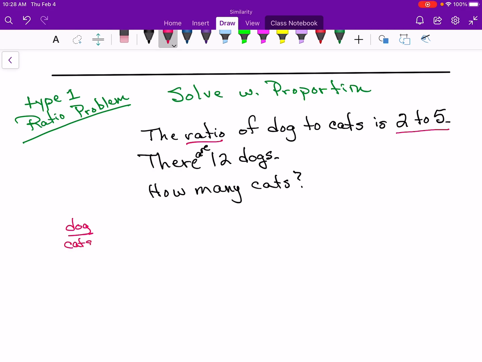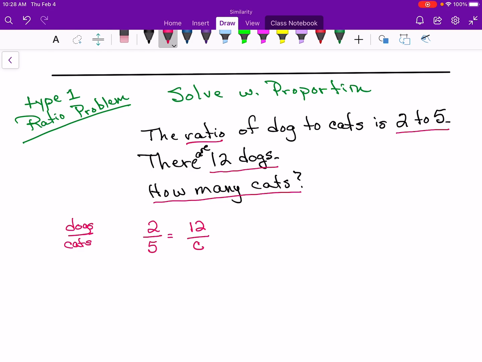So there's my game plan. There's how the ratios are all going to be written. 2 dogs for every 5 cats. Then we give you the value of one of those pieces. There are 12 dogs. Since all my fractions are written with dogs in the numerator, the dogs go in the numerator. And the question is, how many cats? We're asked to find one of those pieces. Ratio given, one of the quantities given, and you're asked to find the other quantity.